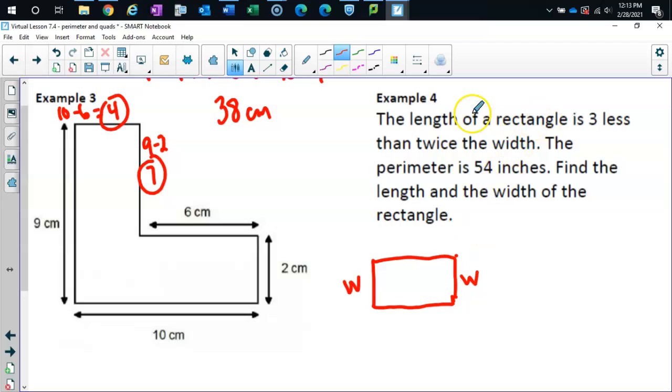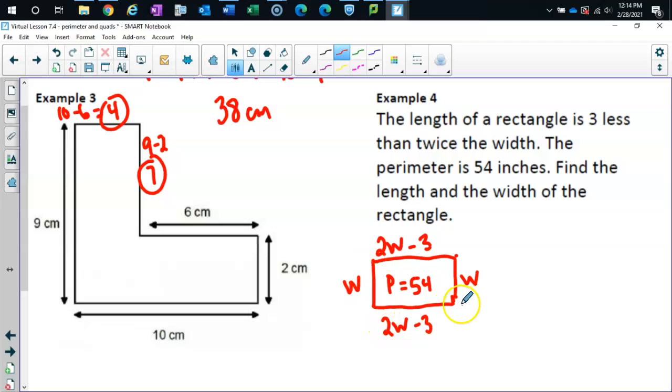Now, the length is 3 less than twice the width. Well, twice the width means 2 times W. 3 less is minus 3. Remember, 3 less, you're subtracting 3. So the length is 2W minus 3. So this side is also 2W minus 3. Now, it tells us, and I'm going to write this in the middle, that the perimeter is 54.